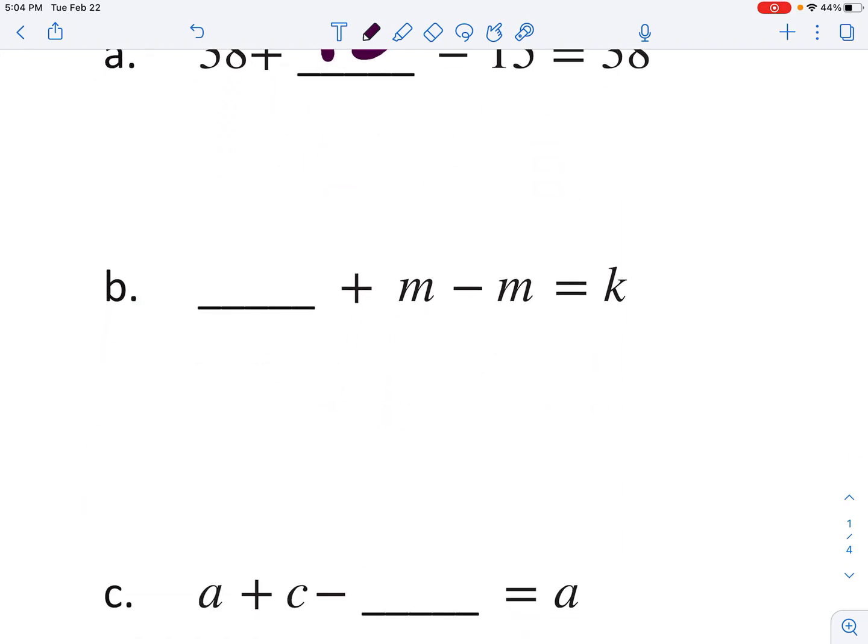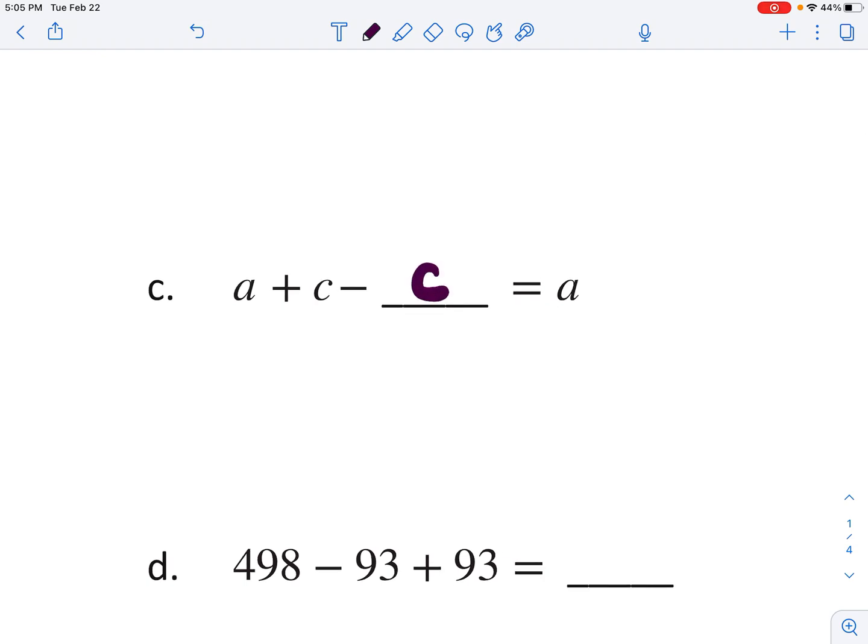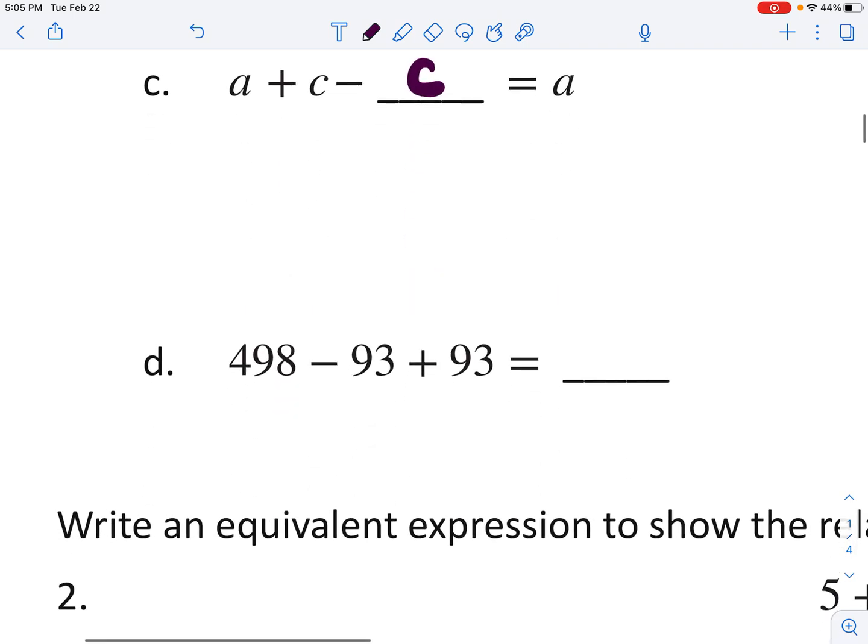We add 15 and then take away 15 and we end up with the original number. Letter B, we have blank plus m minus m equals k. This answer is k. We start off with k, we add m, we take m away, and we end up with k again. And letter C, we have a plus c minus blank equals a. So a plus c minus c equals a. And letter D, we have 498 minus 93 plus 93 equals 498.